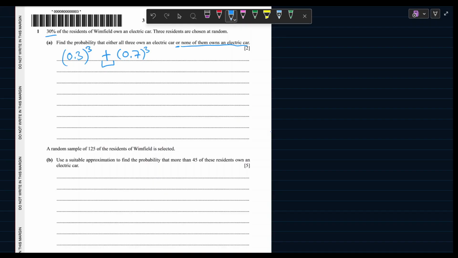So let's punch this into the calculator. That's 0.3 cubed plus 0.7 cubed. And this gives us 0.37. 0.37, and that's our final answer.